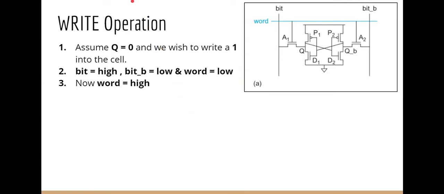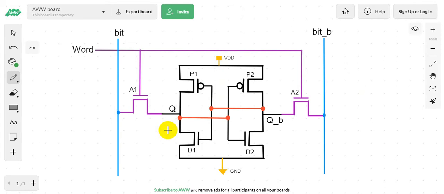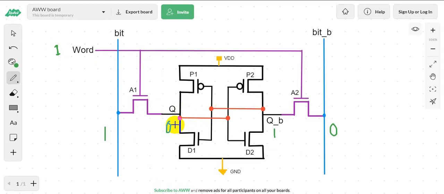What will happen? Okay, let's draw. So Q is 0, Q bar is 1, the bit is 1 here, and we will keep bit bar 0 and the word is now 1. So what will happen? After the word line is raised, these A1 and A2 transistors will be on. So now here the Q is 0 and the bit is 1. We want to make this Q 1. So that's what we want to write.